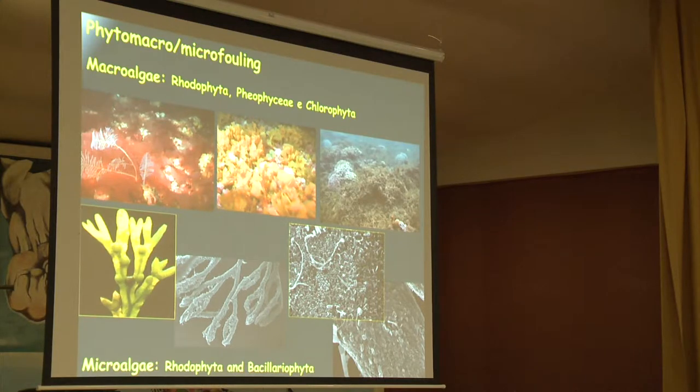So, the microphytobenthos, the microalgae that cover macroalgae or plants, are quite studied in the literature. There are not as many studies as on phytoplankton, but there are a certain number of publications in the literature.